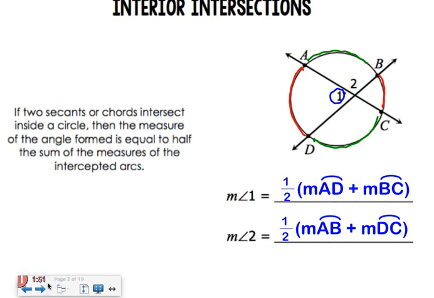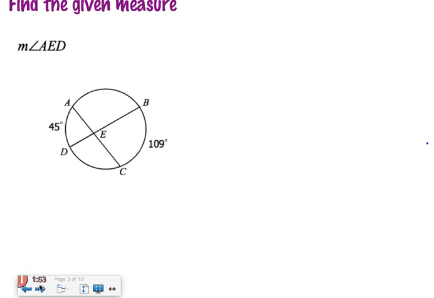Let's try some with some numbers here. So we're looking for angle AED. That's this guy right here. What would we do? What are your intercepted arcs? Yep. So 45 plus 109, divided by 2.